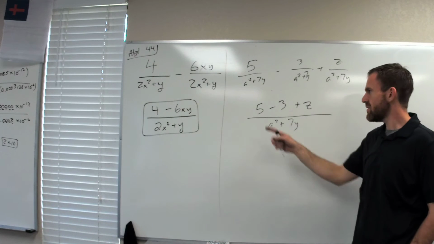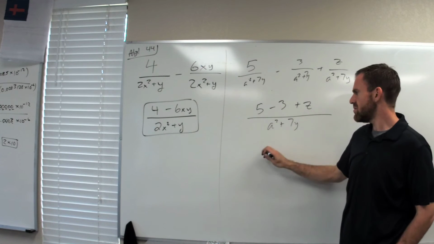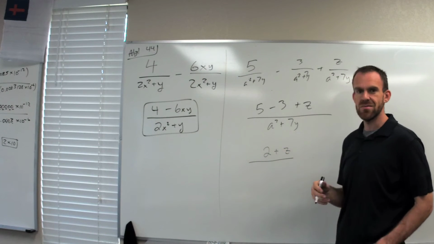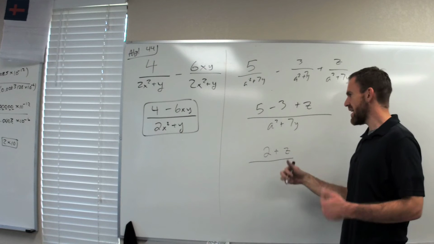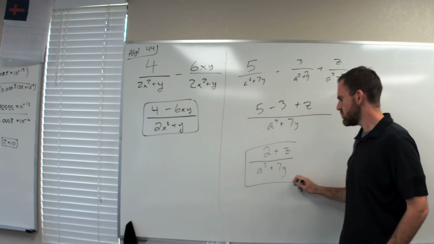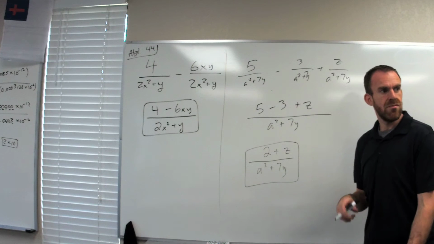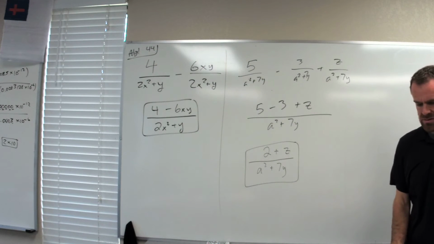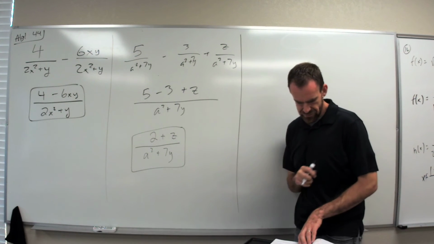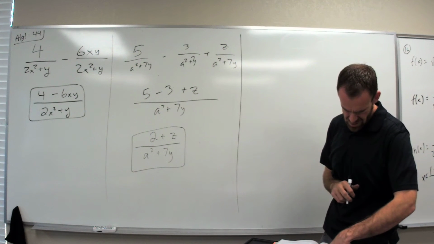5 and 3. What's 5 minus 3? 2. So this ends up being 2 plus z. 2 and z are not like terms because they don't both have z in them. So I can't add them. That's it. Now, wait, is that y or no? It's 7. Okay. Now, what if we do this?